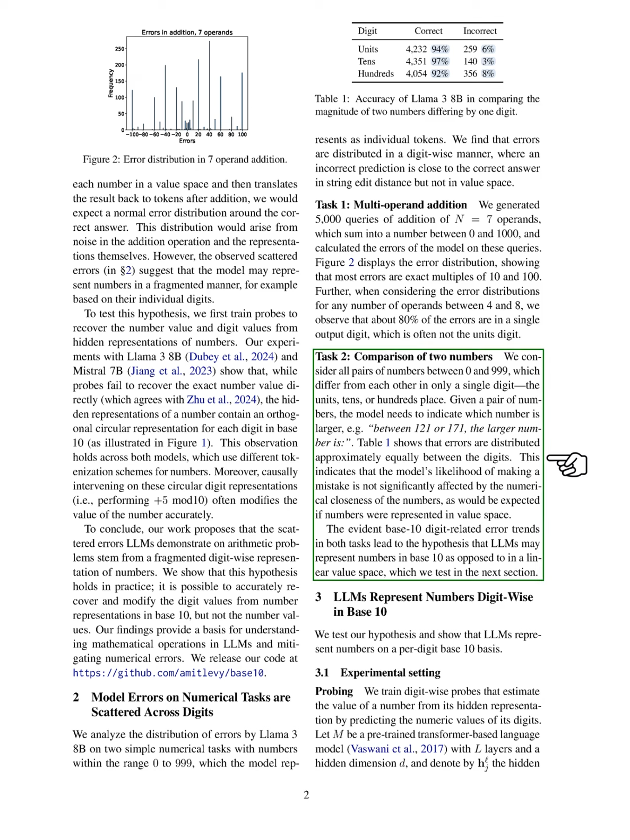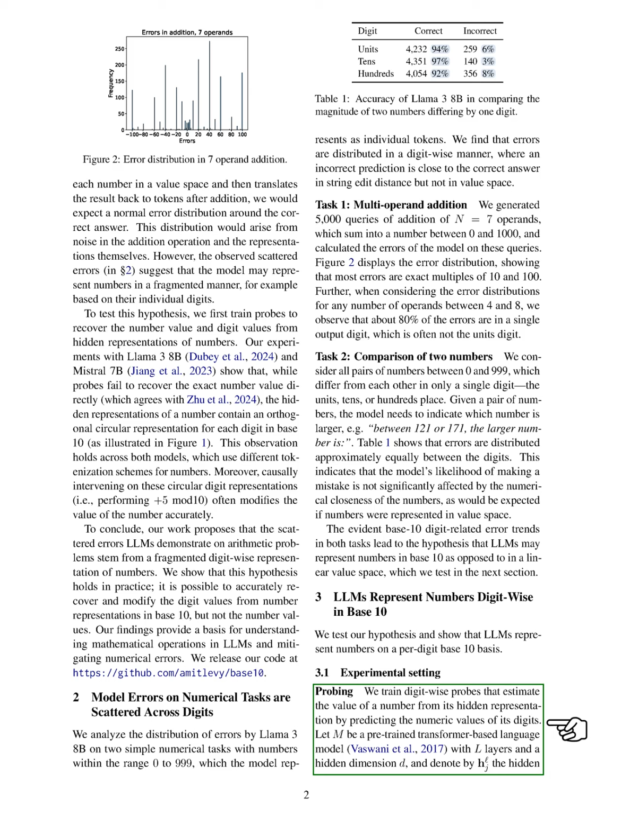Section: LLMs represent numbers digit-wise in base 10. In this section, we explore how large language models, LLMs, represent numbers digit by digit in base 10. We test our hypothesis by setting up experiments to probe these representations. To do this, we train digit-wise probes that estimate a number's value based on its hidden representation by predicting the numeric values of its individual digits.